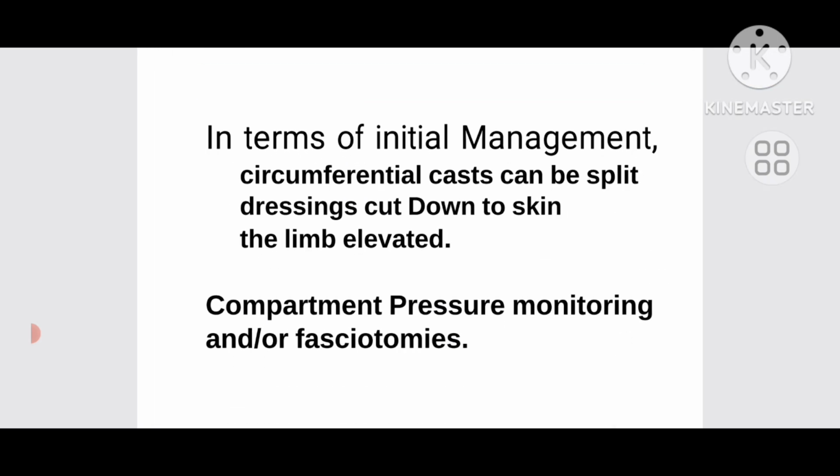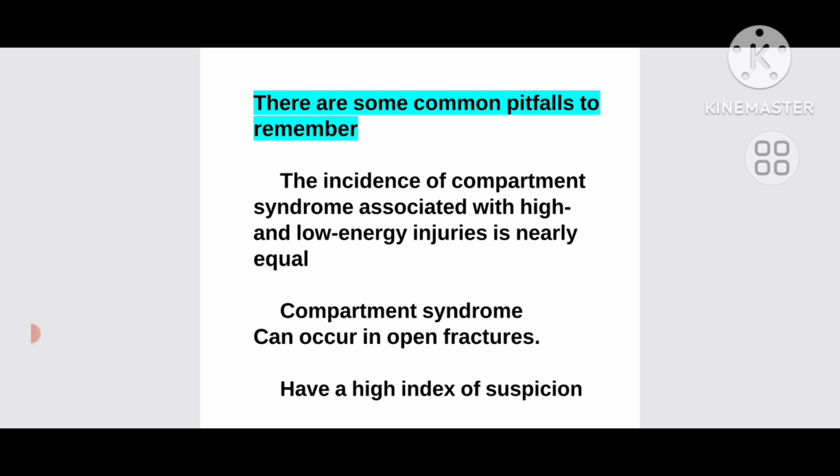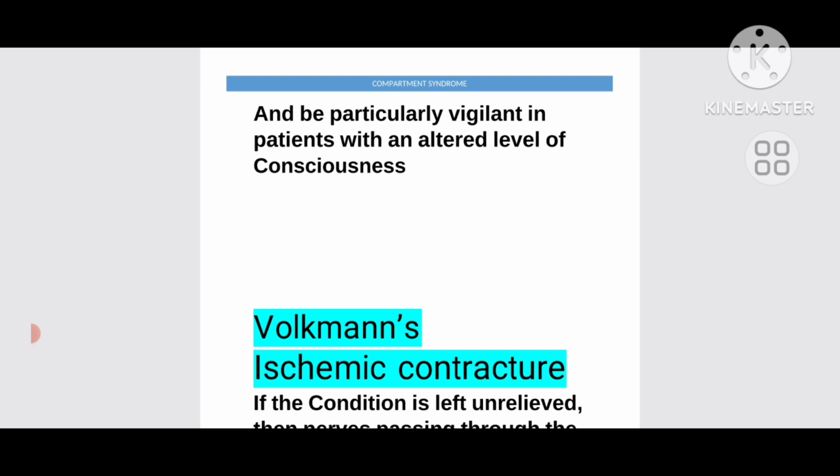In terms of initial management, if the patient having compartment syndrome appears in emergency, first of all, as an initial management, remove the cast, remove the dressing, cut down to the skin, the limb should be elevated, and perform fasciotomy immediately. There are some common pitfalls to be remembered in case of compartment syndrome. The incidence of compartment syndrome associated with high energy injury and low energy injury is nearly equal. Compartment syndrome can occur in open fractures as well as closed fractures, and there should be a high index of suspicion, and one should be particularly vigilant if the patient has an altered level of consciousness.